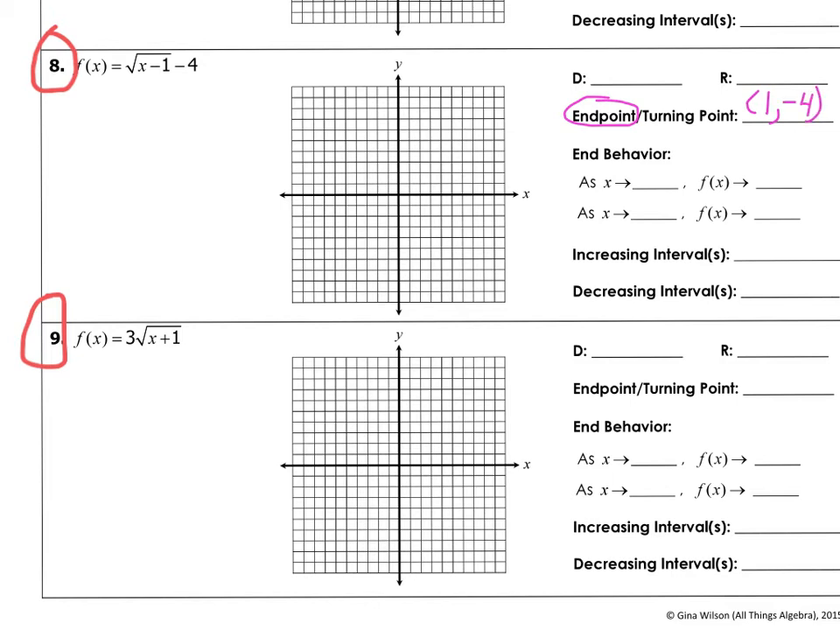That endpoint actually is going to tell you the shift. But if you think about it, the -1 on the inside of the function means that we are moving right 1, and the -4 on the outside means we are going down 4. So let's start by plotting the parent function.